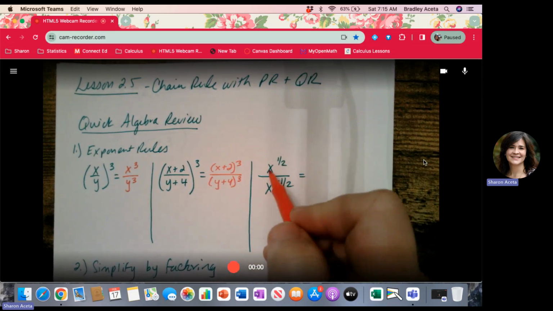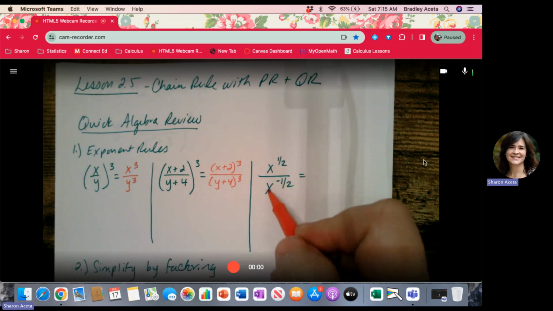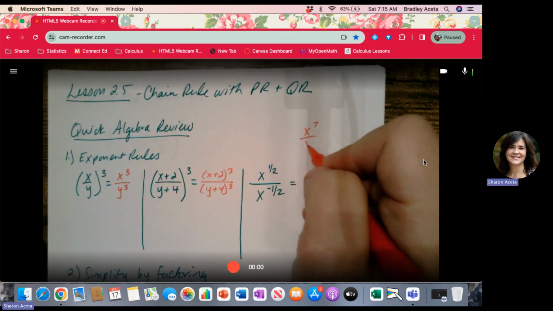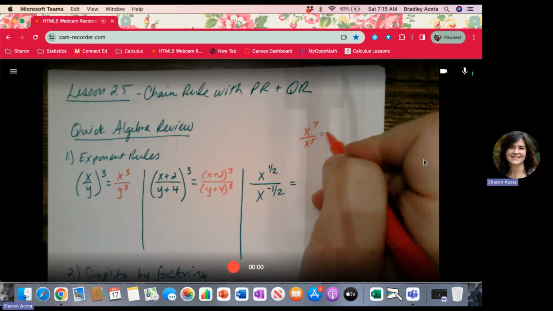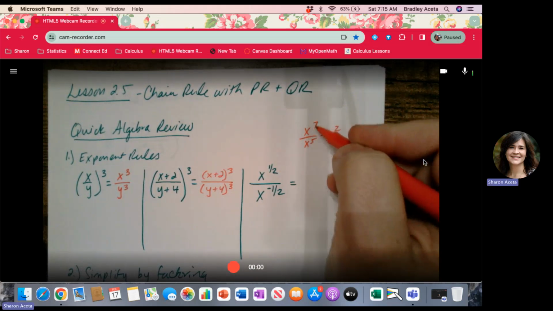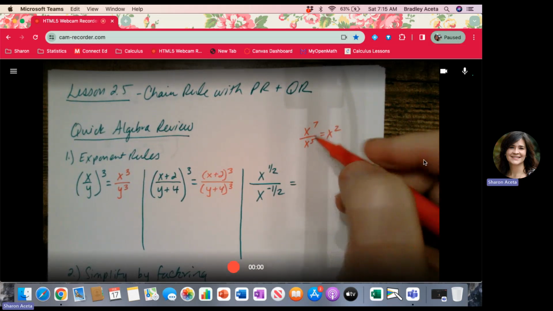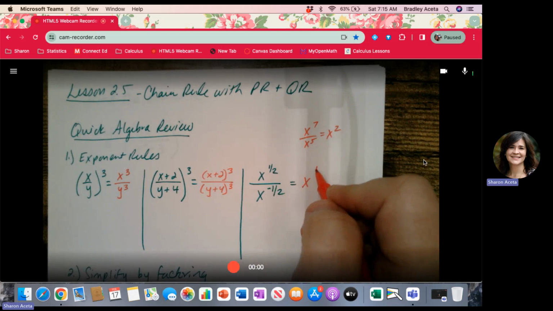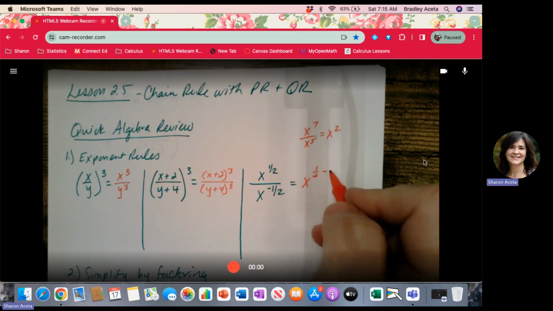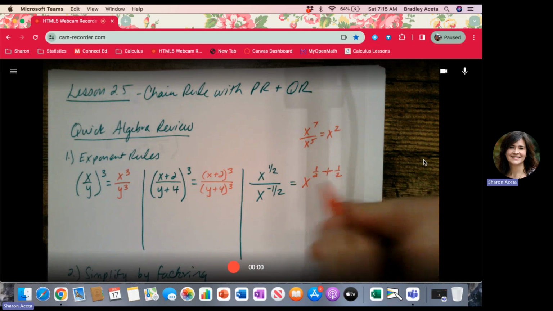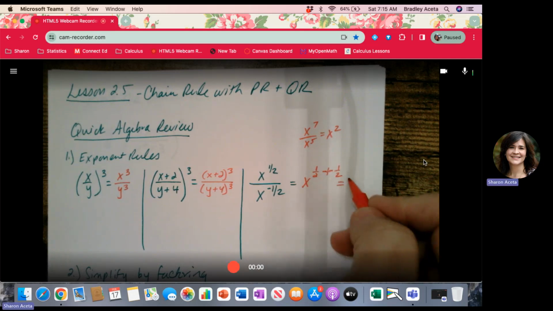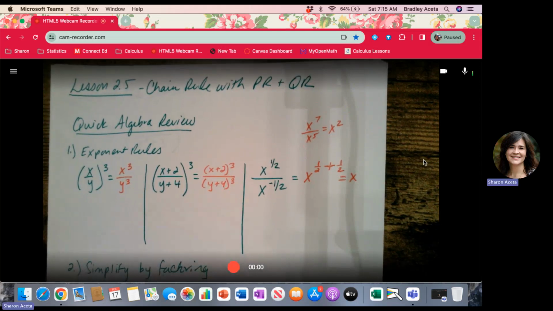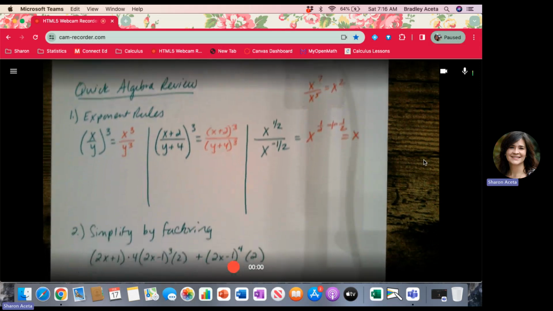Let's talk about division. When you divide like bases, you probably did it with x to the seventh over x to the fifth, and you'd say that's just x squared. You keep the base, and what are you really doing to the exponents? You're subtracting. Well, it's the same thing here. You keep the base, and you subtract the exponents. 1/2 minus a negative 1/2 becomes plus, and that would equal x to the 1/2 plus 1/2, which is just x to the 1. So those are just some basic exponent rules. They're going to come up again.